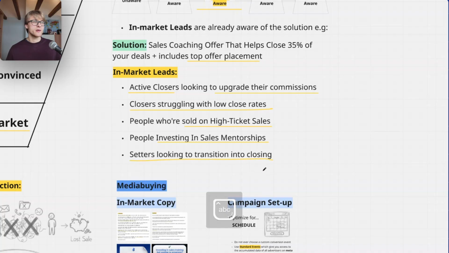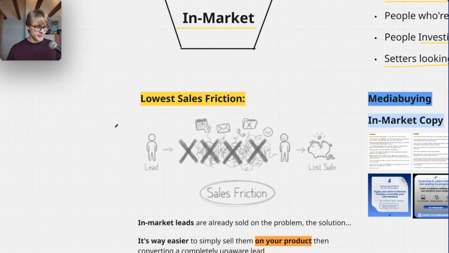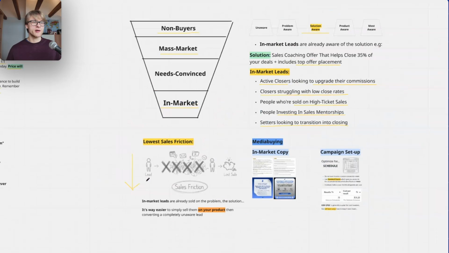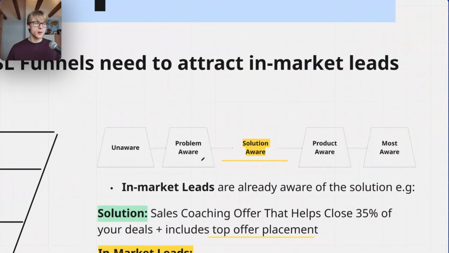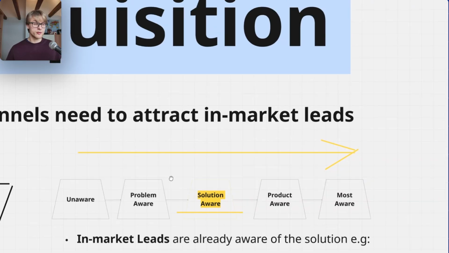All right. So why do we do all that? Because we have the lowest friction in our in-market demographic. And when we go back to our levels of awareness, you can think about that sales friction decreases the more we move to the right. So here we have the highest sales friction. All right. Here we have a lower sales friction. Then it goes even lower, lower and lower, and so on.